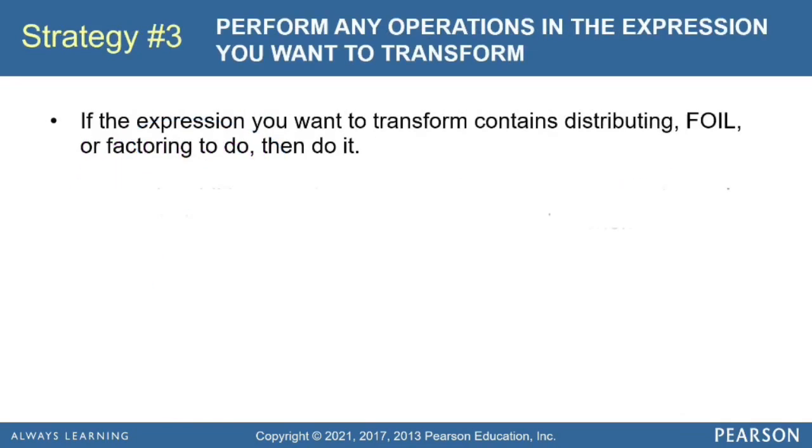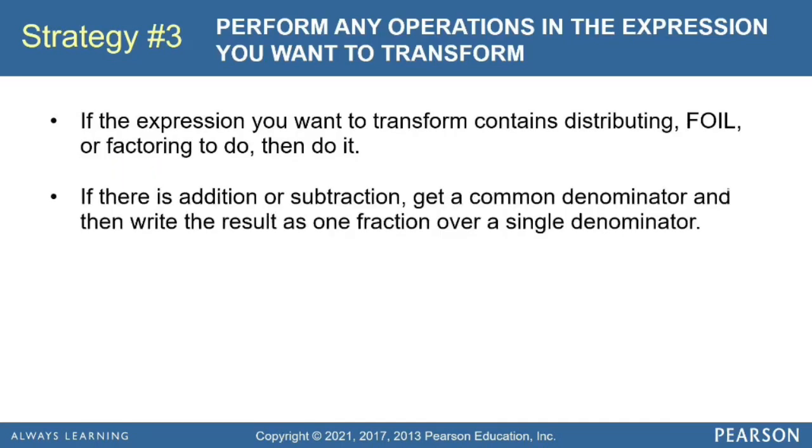Now let's look at strategy number 3. Perform any operations in the expression that you want to transform. If the expression that you're working on contains distributing, or if there are two factors that can be multiplied together with the FOIL method, or if you see factoring that can be done, then go ahead and do that. If there is addition or subtraction in your expression, then get a common denominator and write the result as one fraction over a single denominator. And even though you may not see it when you start, very often doing that operation will get you a step closer to the result you're trying to achieve.